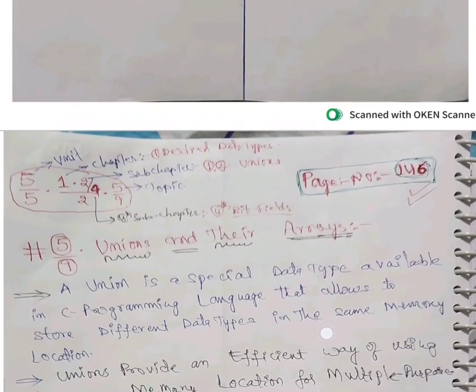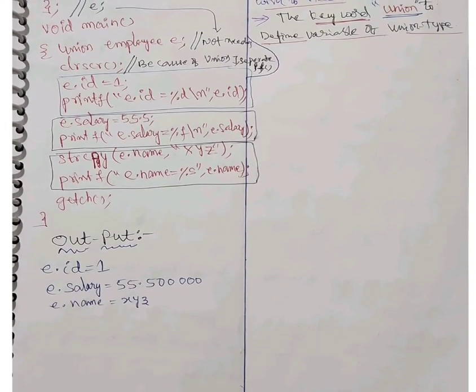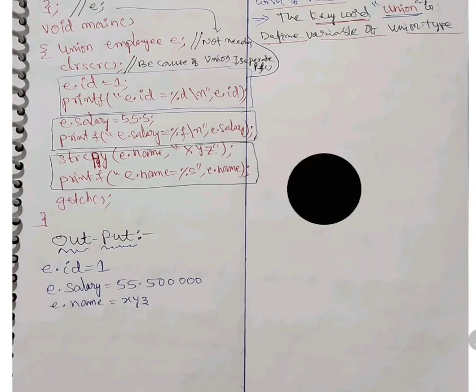And if it is given as difference between union and structure, you write from the previous video and this video, right?